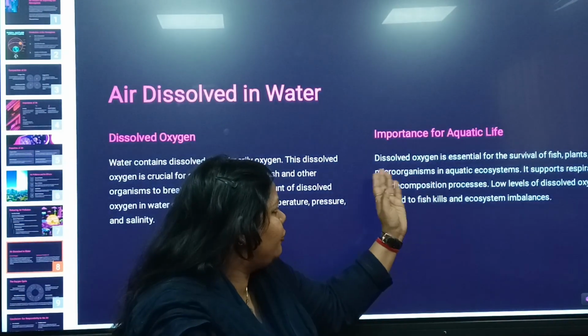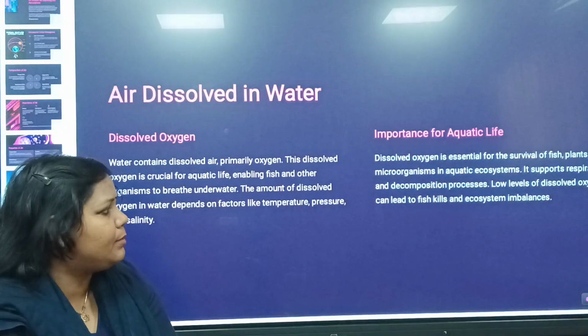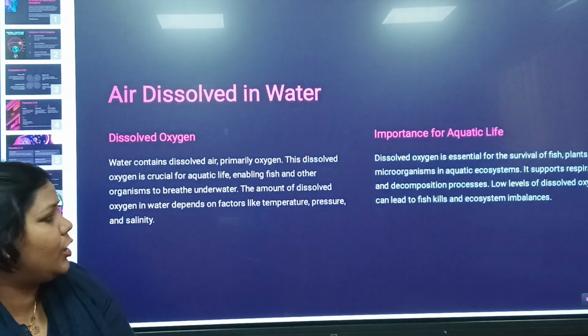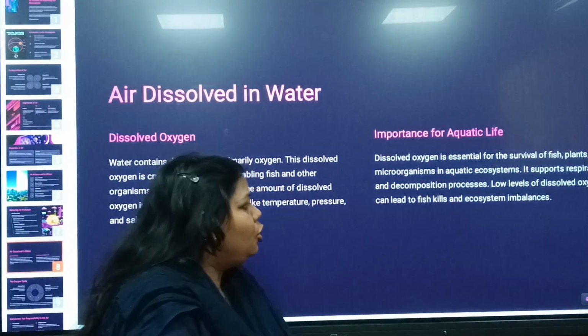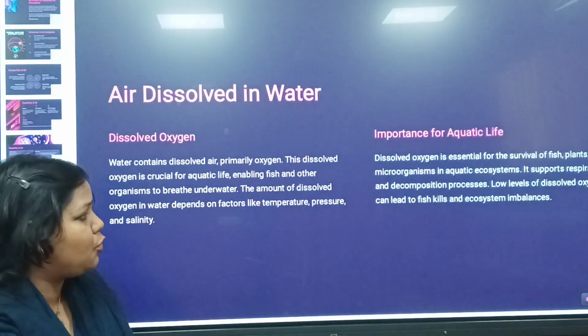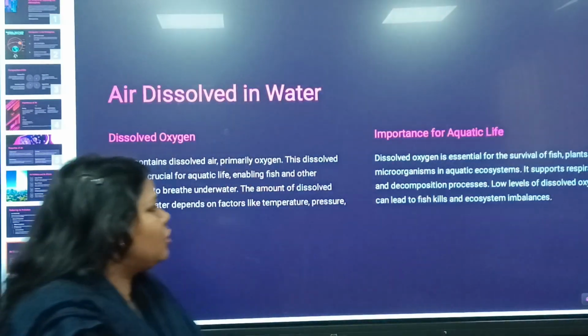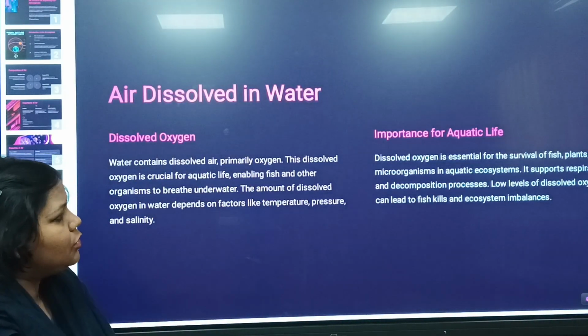Importance of aquatic life. Dissolved oxygen is essential for survival of fish, plants, and microorganisms. It supports respiration and decomposition processes. Low levels of dissolved oxygen can lead to fish kills and ecosystem imbalances. Now, what does this mean? That it supports respiration and dissolved oxygen.